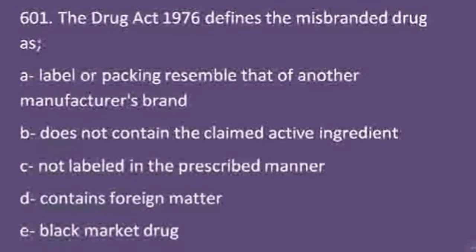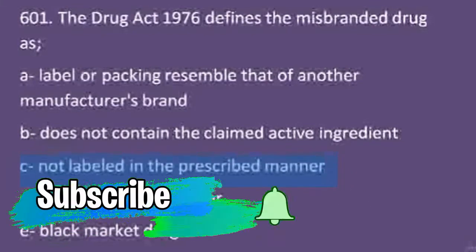Actually, the Drug Act 1976 has its own definition of the misbranded drug. A misbranded drug is a drug which is not labeled in the prescribed manner. For the other options, label or packing resembling that of another manufacturer is a counterfeit drug. A drug that does not contain the claimed active ingredient is a spurious drug. A drug that contains foreign matter is an adulterated drug. So C is our correct option here.